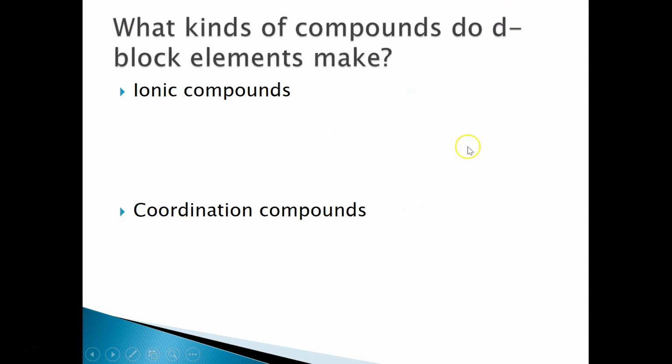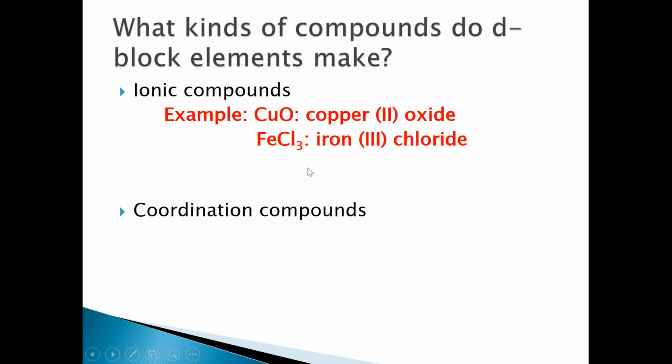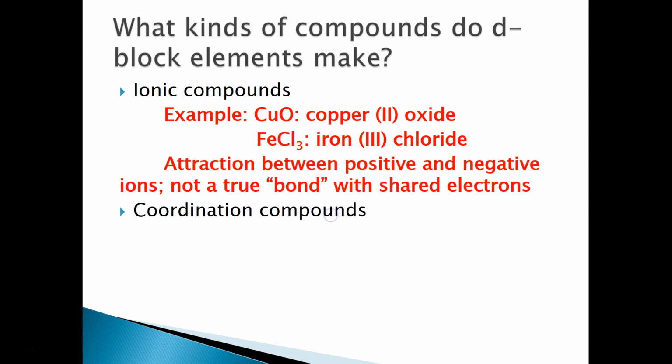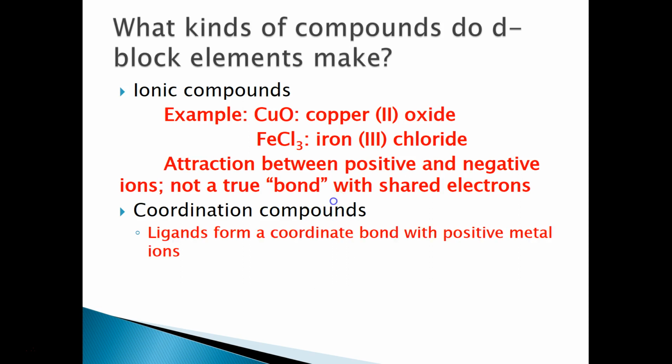So what kind of compounds do d-block elements make? Well, they make two different kinds of compounds. One is ionic compounds that we're used to seeing. Examples of that would be copper(II) oxide or iron(III) chloride. The definition of ionic bonding in that sense is electrostatic attraction between oppositely charged ions. Now that is not a true bond in the sense of the word because it is not formed by the sharing of electrons. D-block elements can also form coordination compounds.